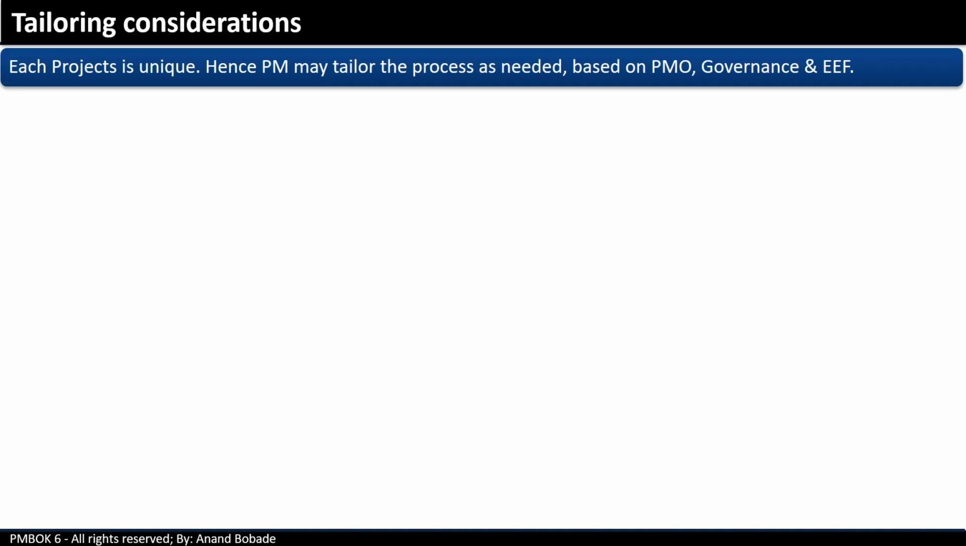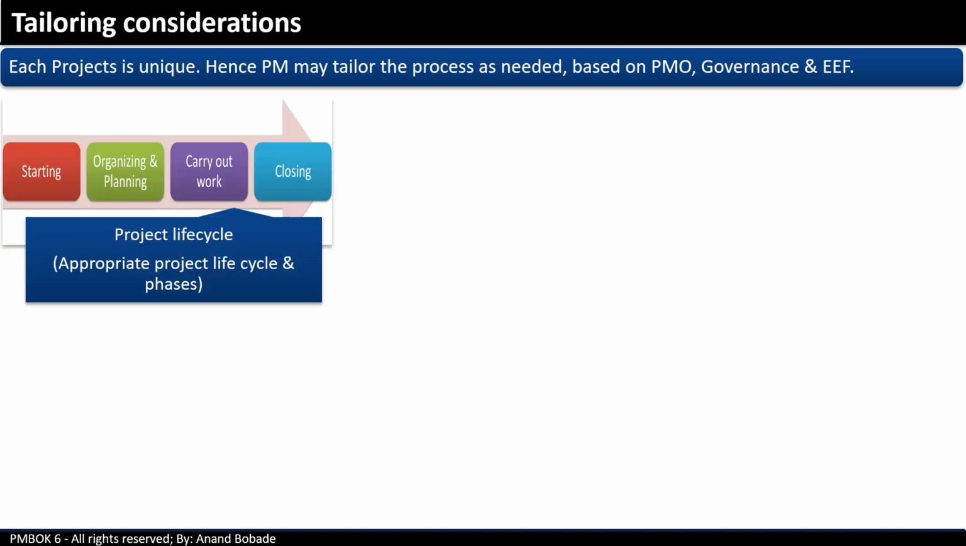Let's understand various tailoring considerations. What is process tailoring? It is a process of modifying processes as required by the project. Each project is unique. Hence, the project manager may tailor the processes as needed based upon the project management office, governance, and enterprise environmental factors. For example, the project manager may alter quality processes if quality control is outsourced to some other company.